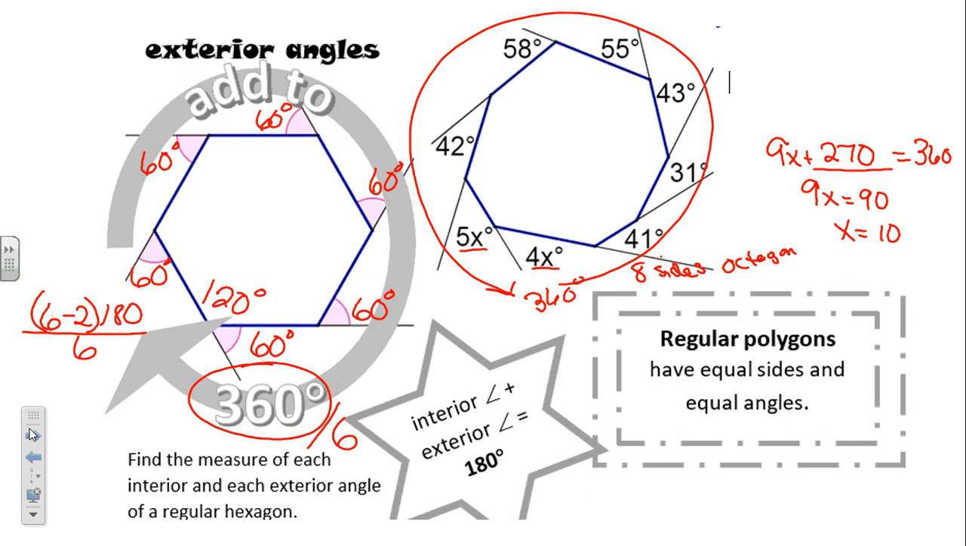Okay, 4 times 180 is 720. 720 divided by 6 is 120. Okay, make sense? Questions on this one?